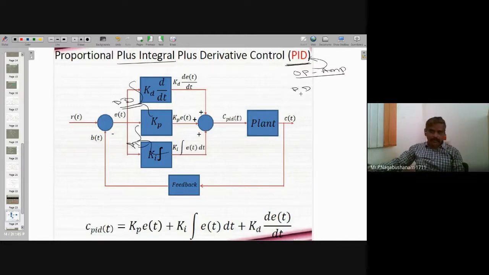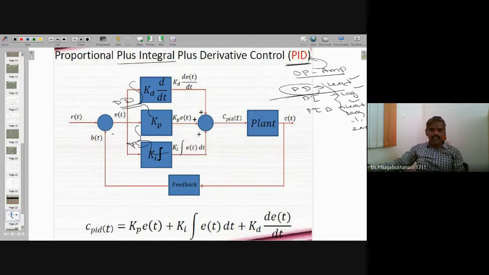PD controller, PI controller, and PID controller operation will be the same as lead compensator, lag compensator, and lead-lag compensator. This is important for the GATE exam. Many questions they asked on lead-lag compensator, with a maximum weight of 2 marks. Both have the same operation. Whatever theory I gave for PD is applicable for lead compensator, and whatever I gave for PI is applicable for lag compensator. Whatever theory I give tomorrow is applicable for lead-lag compensator.